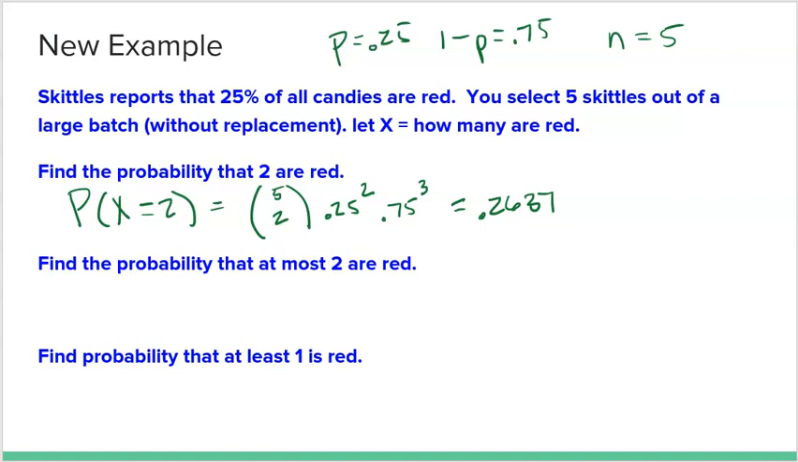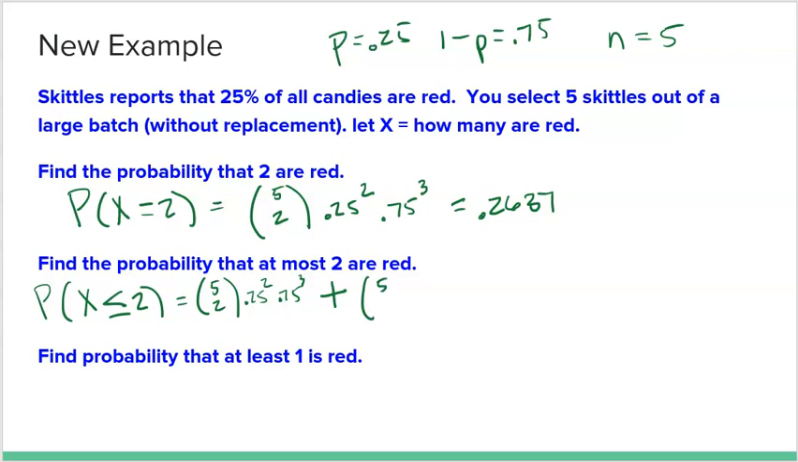All right, what is the probability that there are at most 2 red? The probability at most 2 red means that I'm looking for less than or equal to 2 red. So this would be 5 choose 2 that are red, 0.25 squared times 0.75 to the third. Or 5 choose 1 that's red, 0.25 to the first, 0.75 to the fourth. Or choose 0 that are red, 0.25 to the 0, 0.75 to the fifth.